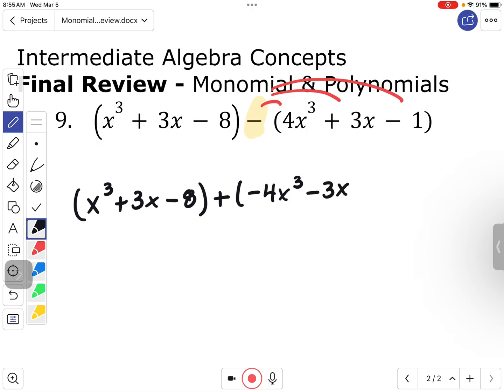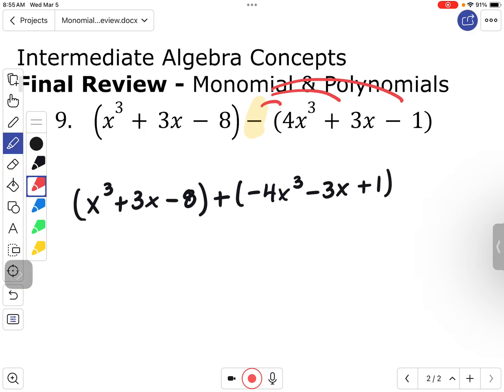So I'm going to do minus 3x. And because my 1 was negative, I'm going to do the opposite. I'm going to do plus 1. And now we're just going to do like we did on the other side. We're going to combine our like terms.